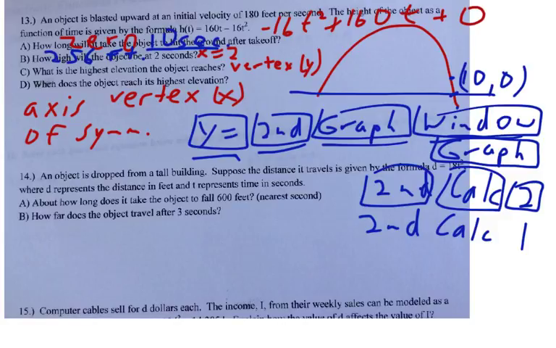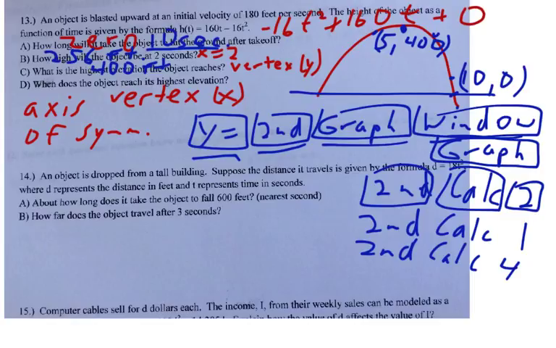All right, question C, what's the highest elevation it reaches? That's talking about the vertex. So I hit second calc max for that one. And maximum is number 4. Second calc max, number 4. And I do left bound, right bound, and then enter. So left bound, right bound, and then I guess where it is. And I got about 5, 400. So that means that at about 5 seconds it is at 400 feet. So for C, what's the highest it reaches? I'm going to say 400 feet.